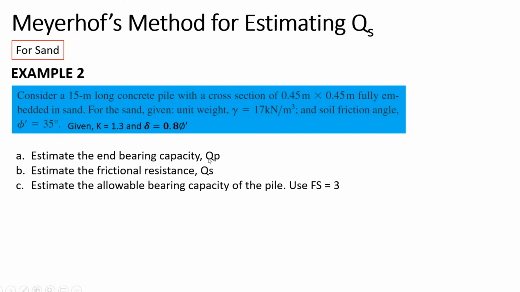So we need to identify first the end bearing capacity, QP. You can refer to the previous video. And then you need to estimate the frictional resistance QS, and at the end, estimate the allowable bearing capacity using the FS equal to 3.